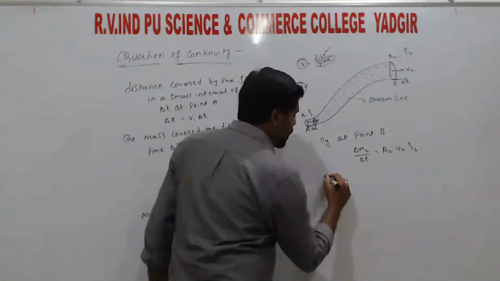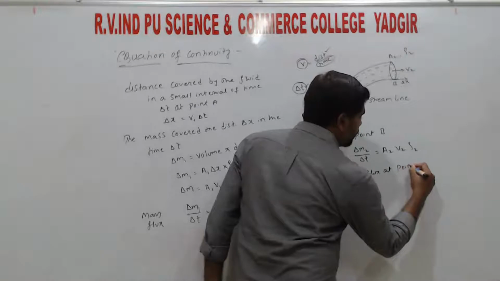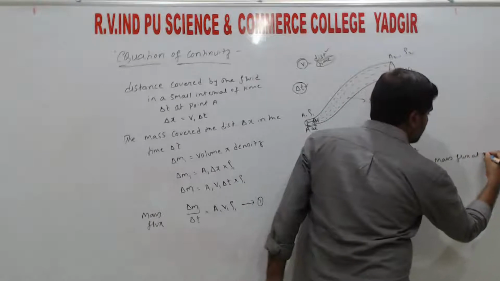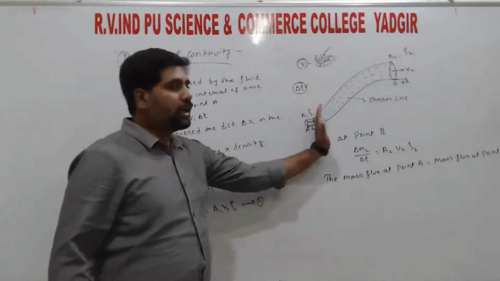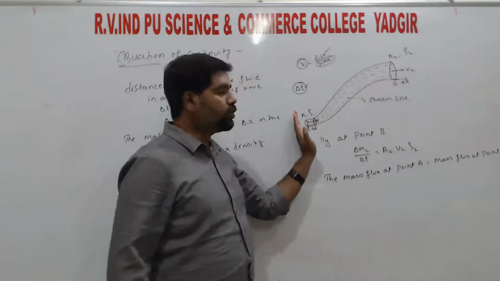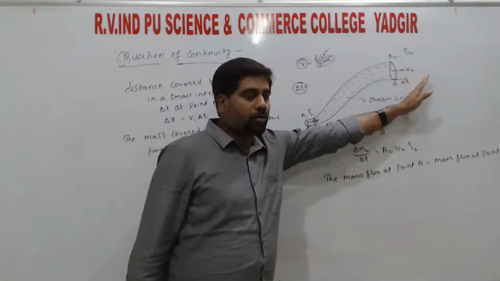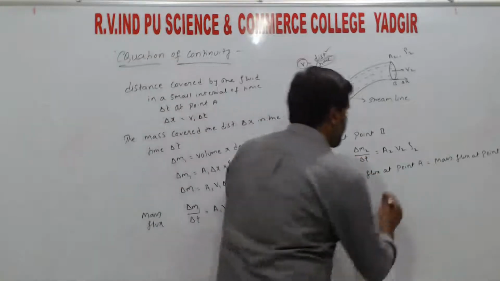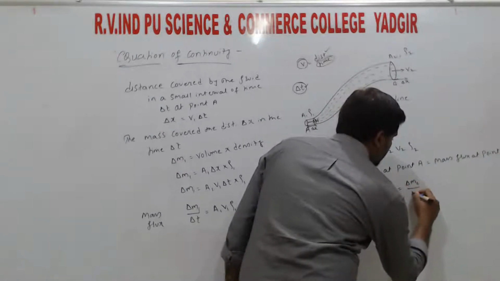So next, the mass flux at point A is equal to the mass flux at point B, right? So now, how much fluid we flow in at the input, the same amount of fluid comes out at the output, right? That means how much mass we are entering into the tube, the same mass will come outside. So delta m1 by delta t is equal to delta m2 by delta t.